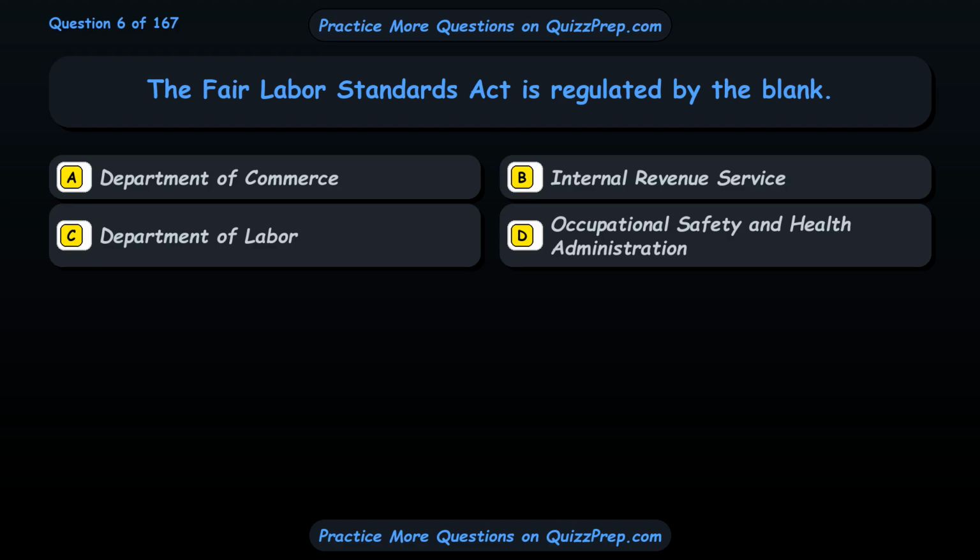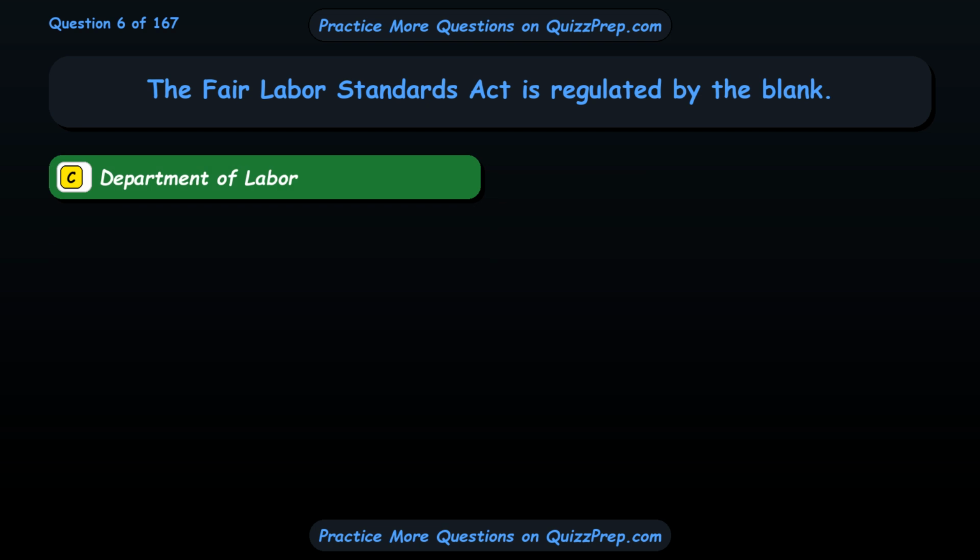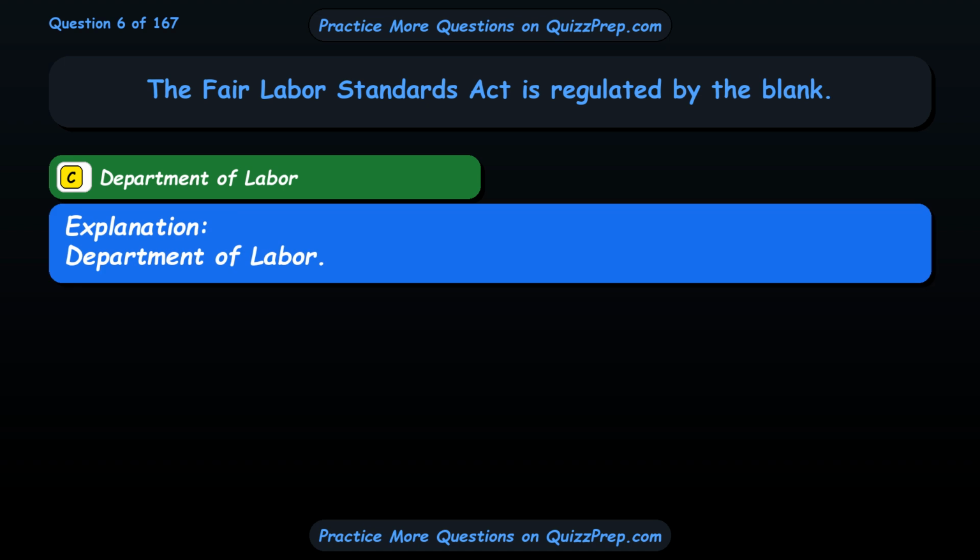Question 6. The Fair Labor Standards Act is regulated by the blank. Option A, Department of Commerce. Option B, Internal Revenue Service. Option C, Department of Labor. Option D, Occupational Safety and Health Administration. The correct answer is option C, Department of Labor.